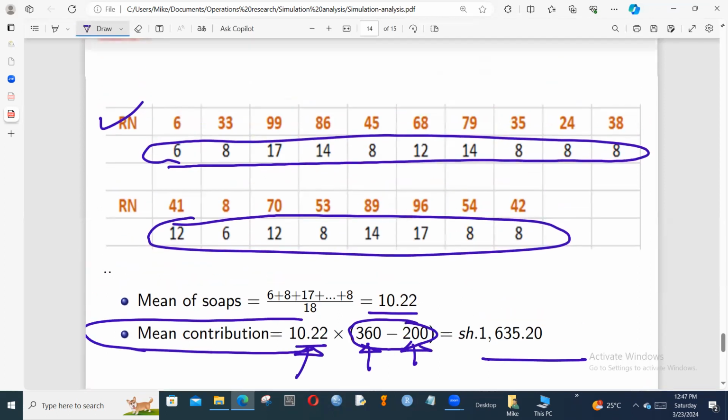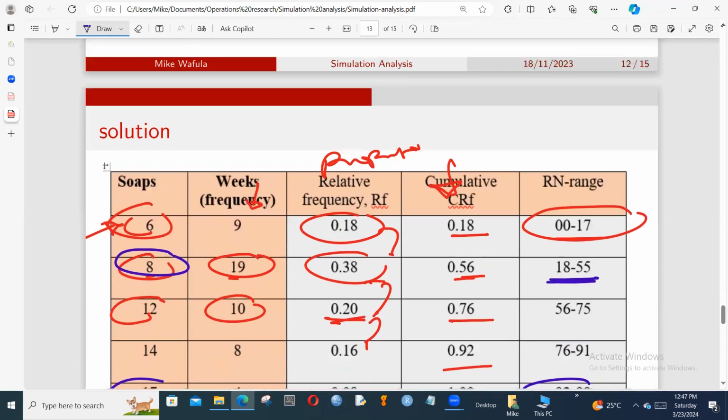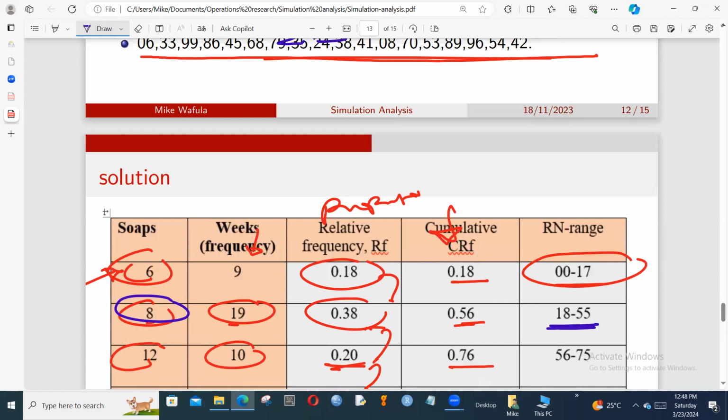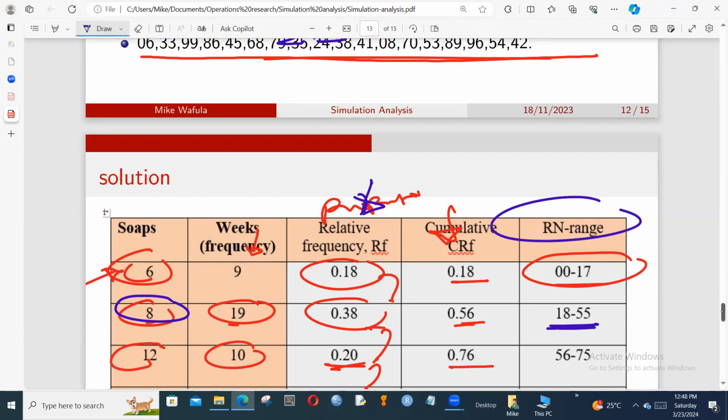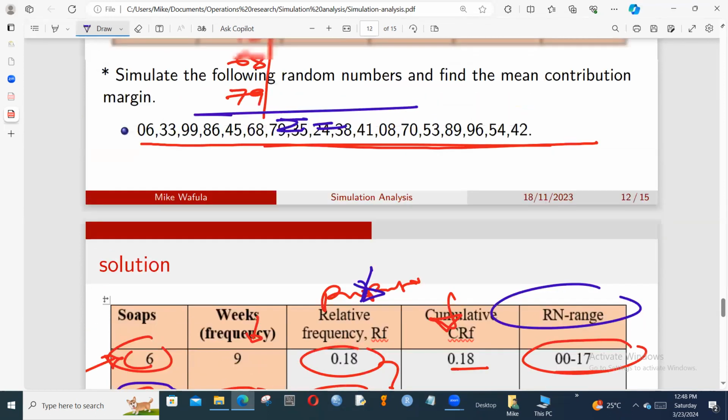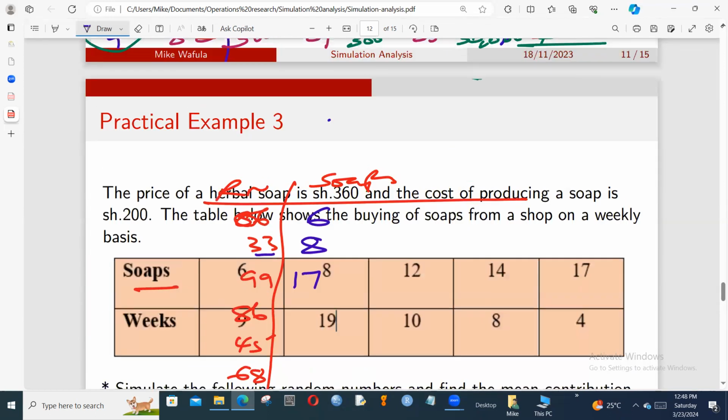So the emphasis here is that sometimes they can give you a table of items and frequencies, and you may wonder, how do I get probabilities? The relative frequencies will be representing the probabilities of occurrence. And so you use those to compute the range of random numbers for the given items before you are able to carry out your simulation. So that's what that example is all about. And that is what we need to know under simulation analysis as far as the course outline is concerned.